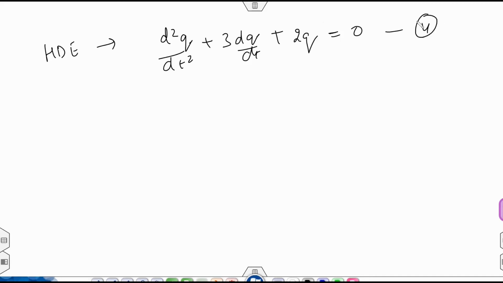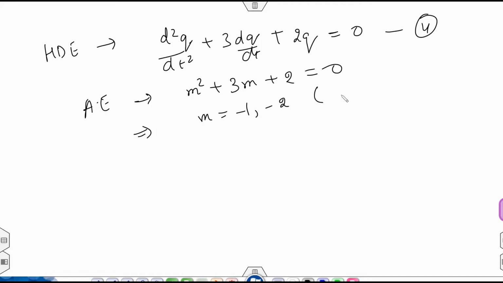Okay, so now how can you solve this homogeneous differential equation? By finding the auxiliary equation. The auxiliary equation is given by this, and this implies my m will be equal to -1 and -2, which is real and distinct. So what will be the general solution?